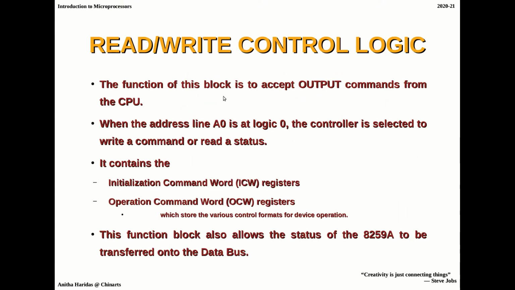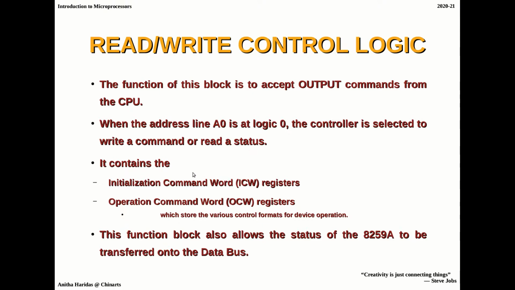The function of this particular block is to accept the output commands from the CPU. So whatever commands are coming from the CPU, that will be done through the read-write control logic. When the address line A0 is at logic 0, the controller is selected to write a command or read a status. If the A0 line is 0, the 8259 controller will be selected either to write an initialization command or operational command, or to read the status of 8259A.